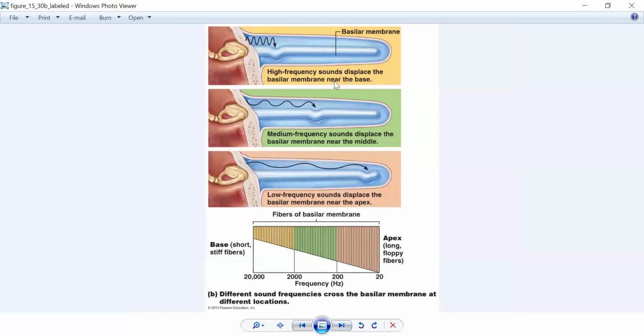This picture is showing us that sound, depending on the frequency, sounds with a high frequency will activate the receptors near the base of the cochlear duct. Whereas sound with lower frequencies, right, they will activate receptors near the peak, the apex of the cochlear duct.